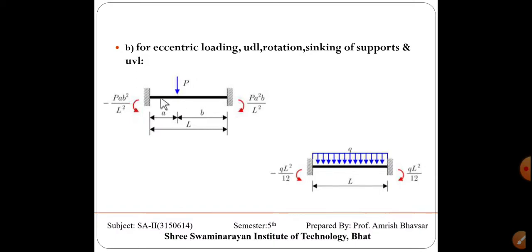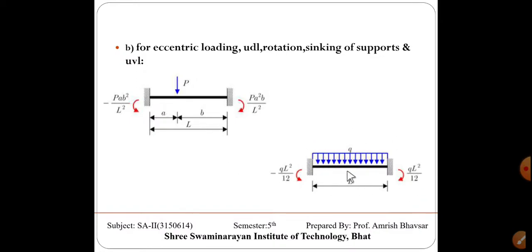Now another case, the eccentric loading. UDL, rotation, sinking of support, and so on, all these are over here. First we take eccentric loading, meaning a load acting on a beam having span L and fixed at both ends. The eccentric load is acting at distance a from the left support and b from the right support. In this case, the support moments are anti-clockwise and clockwise. The anti-clockwise moment is P a b square upon L square, and on the right-hand side it is P a square b upon L square. This equation was frequently used by us in our previous lecture, in the previous method.